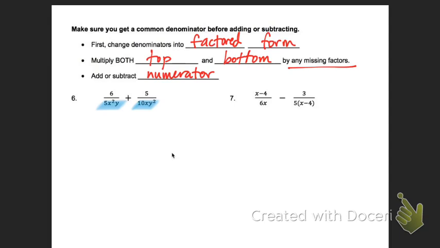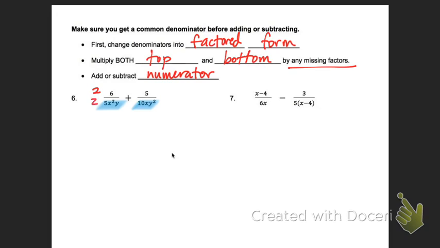10. Can't bring the 10 to a 5, but I can bring the 5 to a 10. Right? So I need to multiply the left fraction by what? 2. So I'm going to put a 2 on top, 2 on bottom.